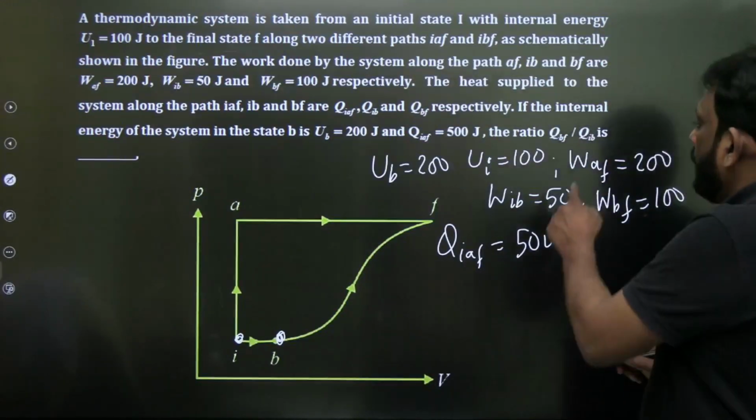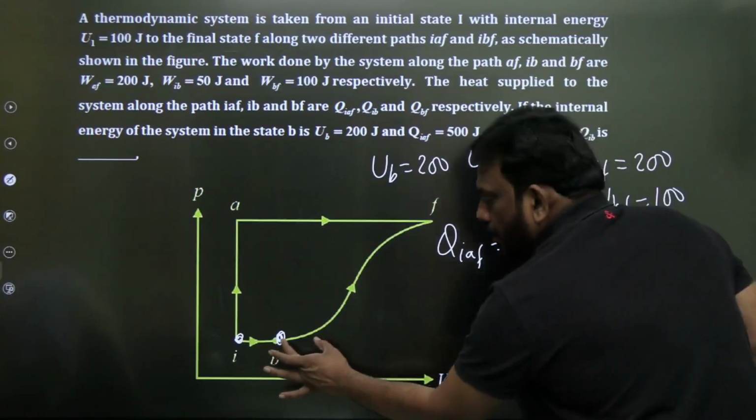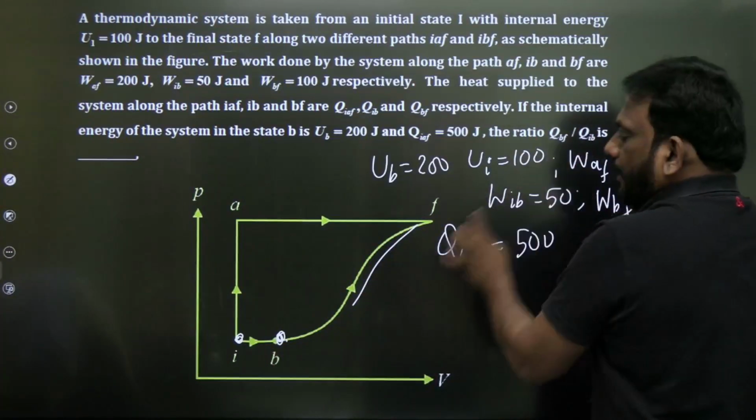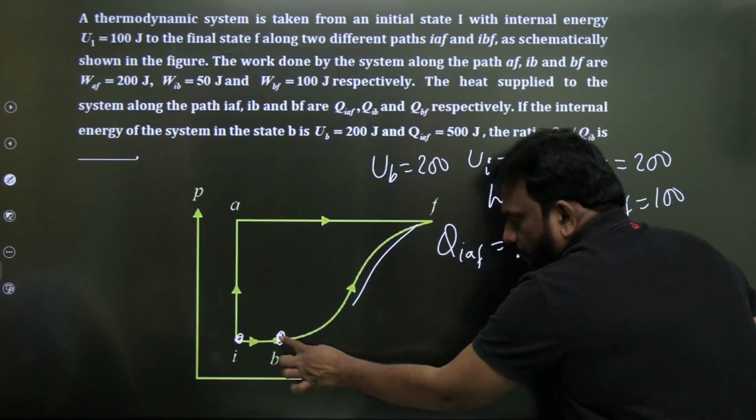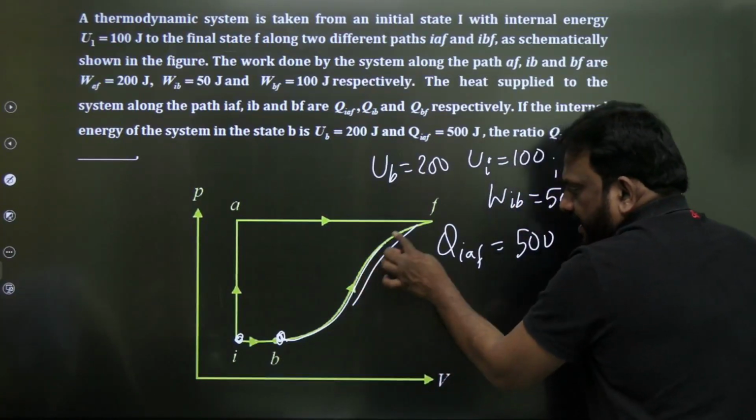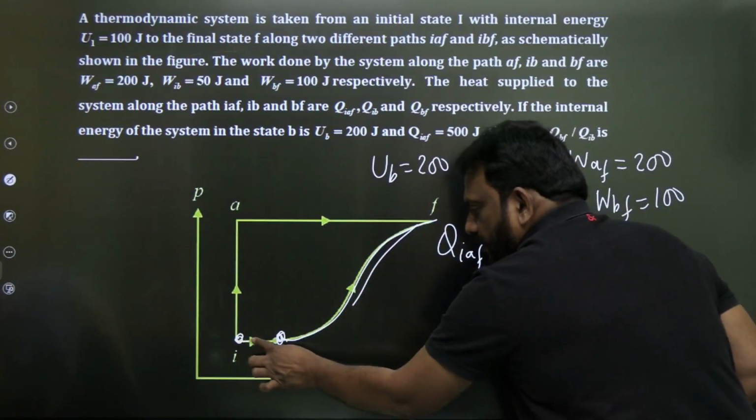Then what is he asking? QBF by QIB. He is asking for the ratio of heat transfer in BF to the heat transfer in IB.